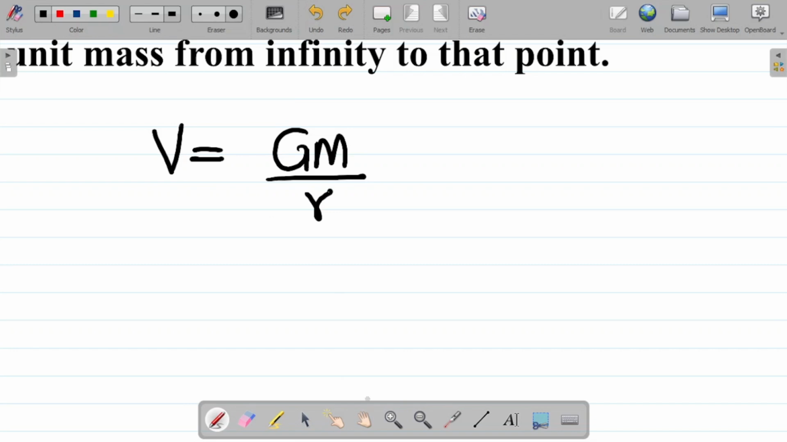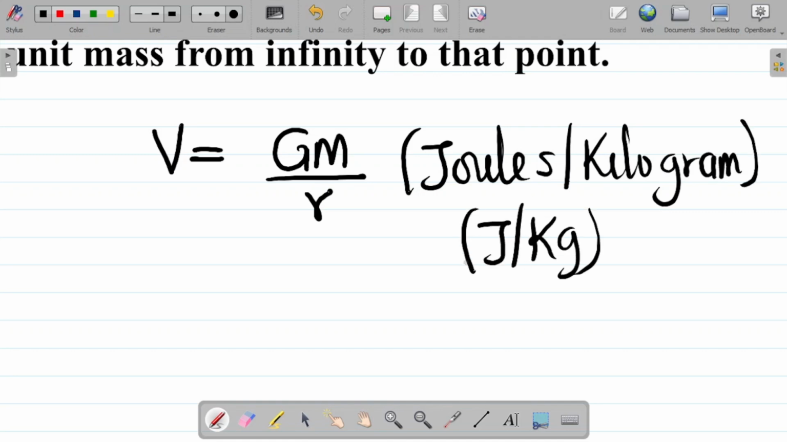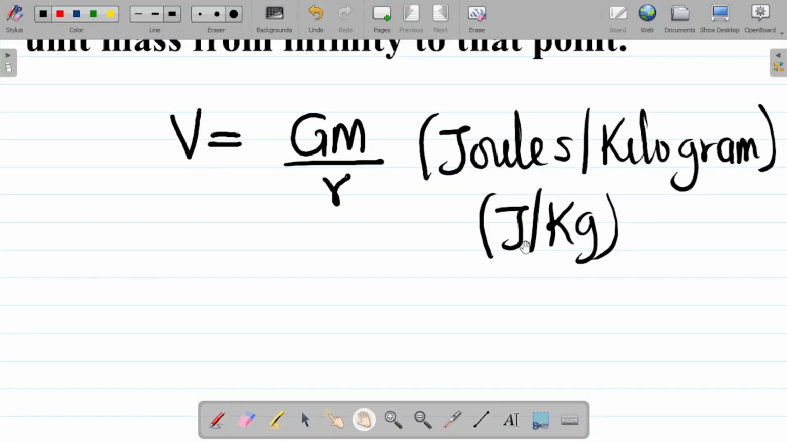What is the SI unit for gravitational potential? The SI unit for gravitational potential is actually joules per kilogram. So this one is measured in joules per kilogram, J per kg. This is the SI unit for gravitational potential. I'm just going to prove why this is so quickly. So let's prove that the SI unit is joules per kilogram.